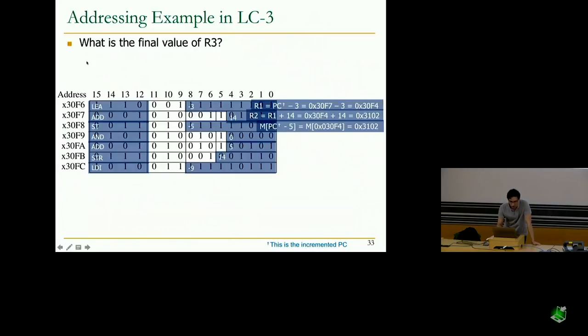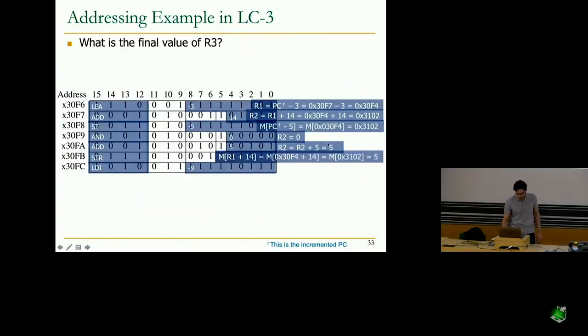So let's continue with the AND. With the AND, what we are doing is simply initializing R2. This is like an immediate AND, so we are ANDing R2 with 0. The result is 0. Now we initialize R2 by adding 5, so the result is R2 equal to 5.